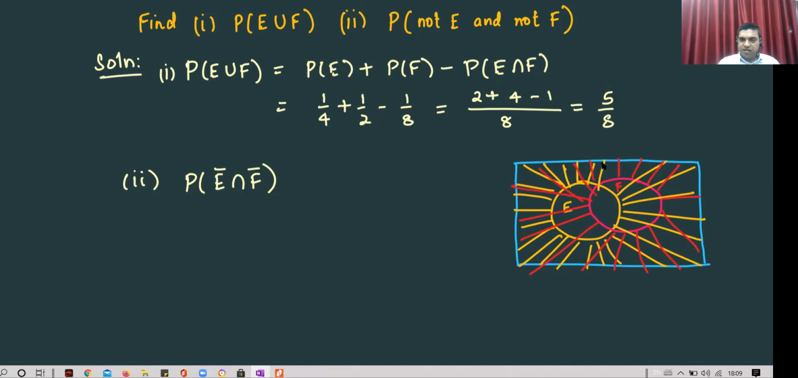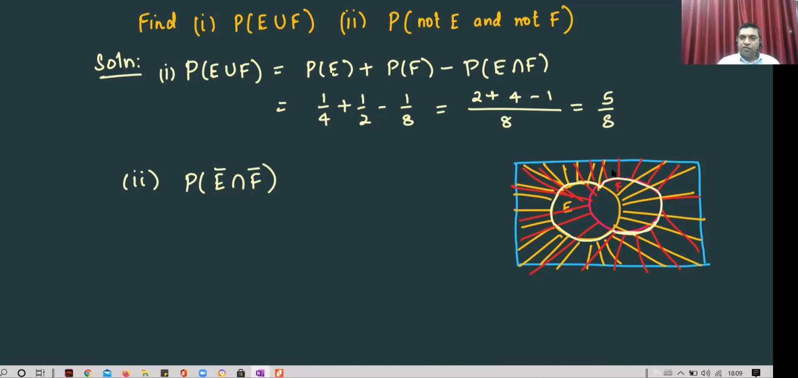Now he says intersection of not E, not F. If you observe, intersection means both red and yellow lines have to be present. Now red and yellow lines are present only for the region I'll mark like this, the region outside of this shaded portion. Understand? Because here it is only not E. Here it is not F, but not both, na?